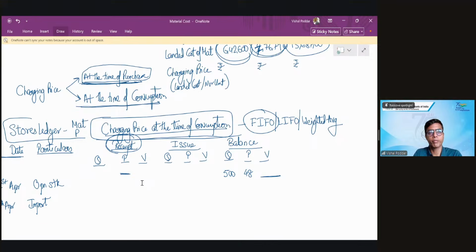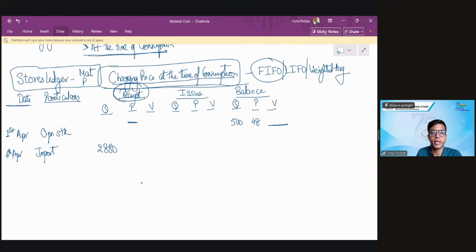Now let us say this import happened on 4th of April, and how much quantity I received? That is 2880. So 2880 I received, and let us say I'm just making a rough price. Let us say the per unit price which I just calculated in the above working is coming as 51, for example. Correct? Now, in this 51, when I made the current purchase, yes, very good. So all of you are knowing what this is.